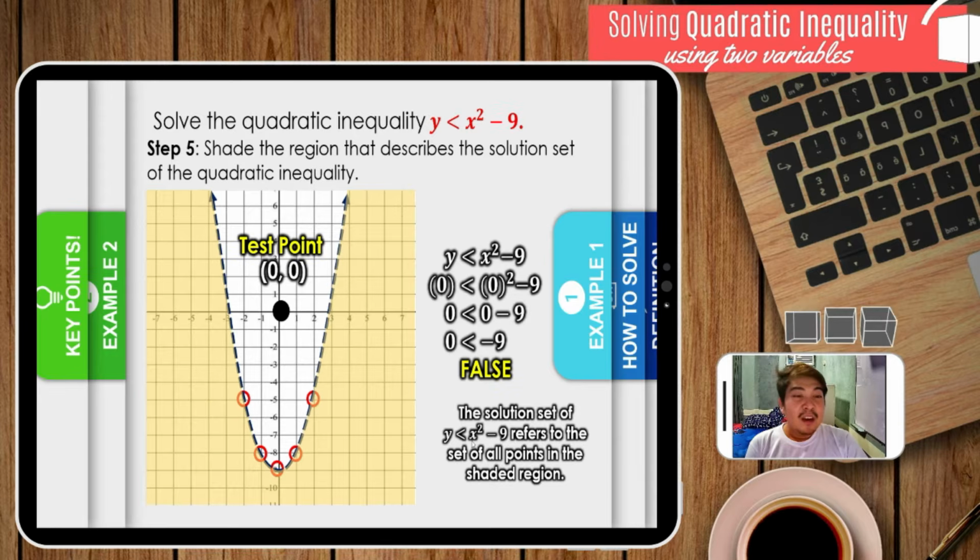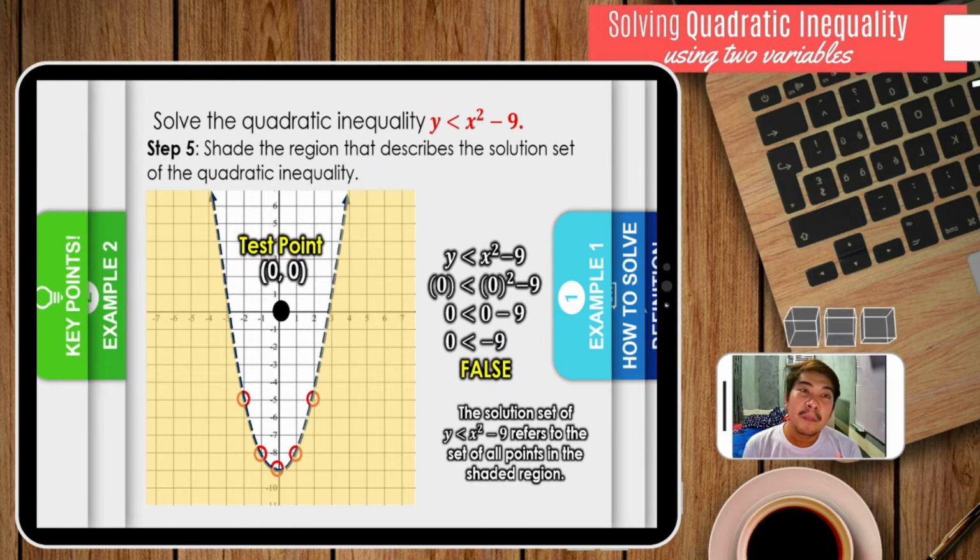The solution set of y is less than x squared minus 9 refers to the set of all points in the shaded region. So, lahat ng nasa shaded region will be the solution set of the given quadratic inequality. So, unlike quadratic inequality in one variable na pwedeng i-express into interval and set builder notation, etong si quadratic inequalities in two variables, graph lang ang ating gagamitin.